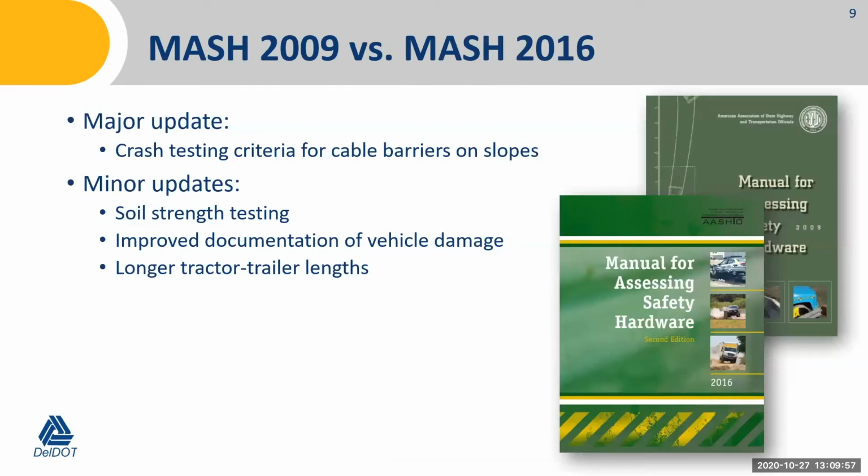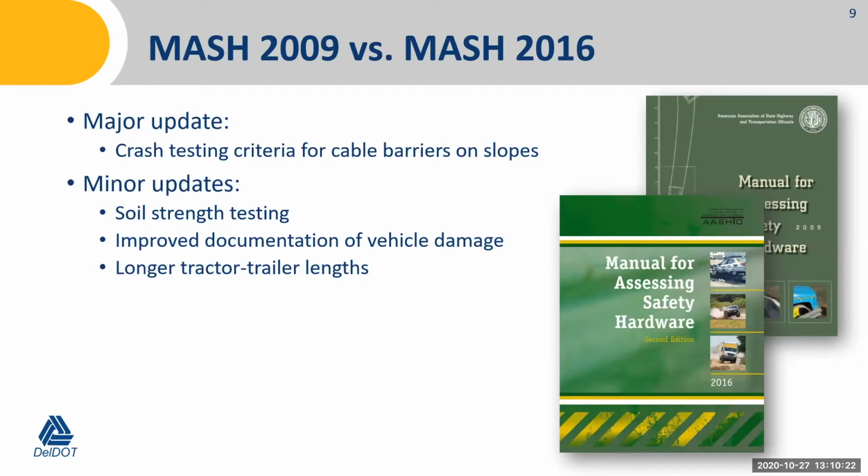So MASH 2009 versus 2016, there was a major update in the second edition of MASH that added new criteria for cable barriers on slopes. Some agencies will have some fairly steep roadside slopes in their medians, and there was some testing matrices provided for crash testing cable barriers on those slopes.